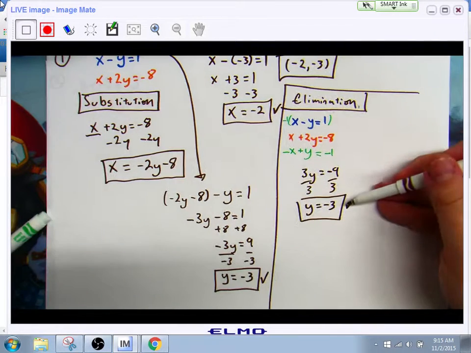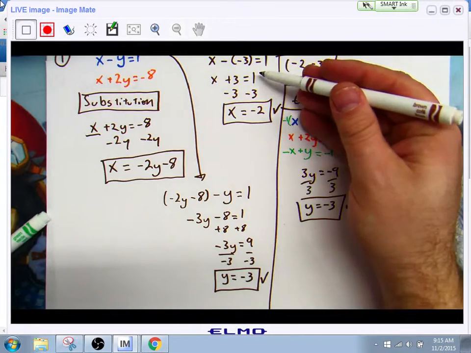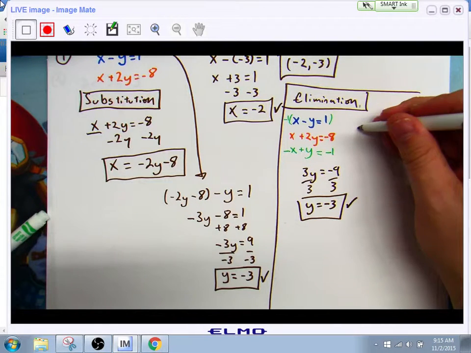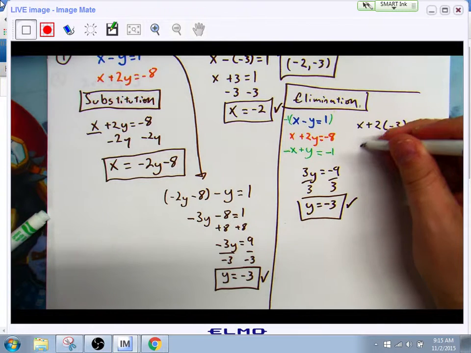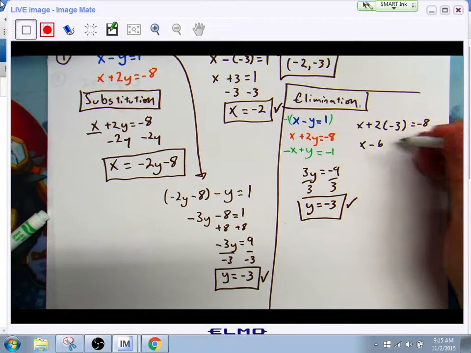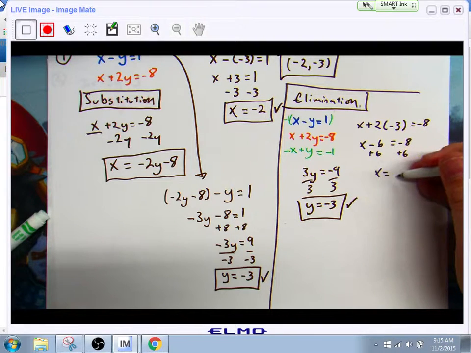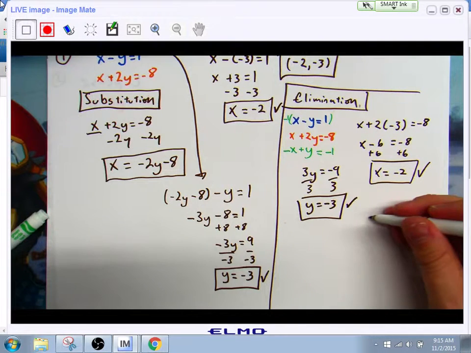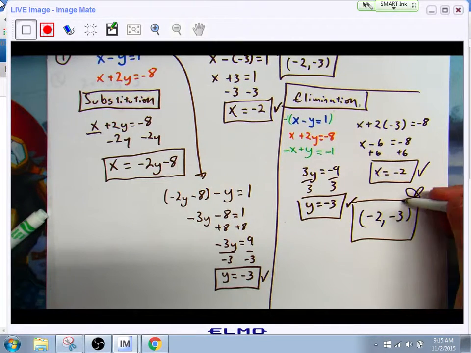Now that I know that y is negative 3, I just need to plug that into any equation, much like I did here. This time I'll do it in the orange equation just to show that it's true. So I'm going to have x plus 2 times negative 3 equals negative 8. X minus 6 equals negative 8. Add 6, add 6. X equals negative 2. Sure enough, that checks out with what we did earlier. And so my final answer is negative 2, comma, negative 3 as a point. Box it up. Put a ribbon on it.